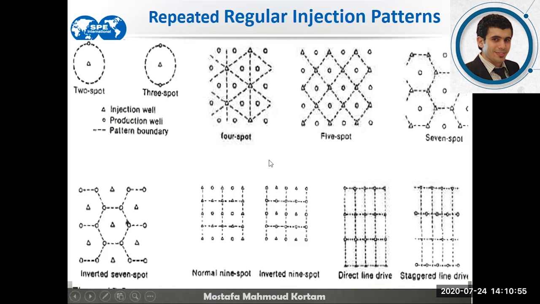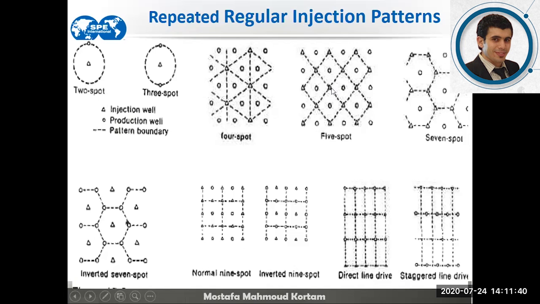So there are classes and types of injection patterns. They are repeated and they have some regular placement. That requires extensive planning, design and calculation work, but at the same time, it can lead to an effective result in a sooner time. You may have two spot, just an injector well and a producer well, moving on a radial flow here, so what we call an injector to producer pair, or three spot, where you have an injector and two producers from the two directions, or four spot and five spot, where you have five wells.